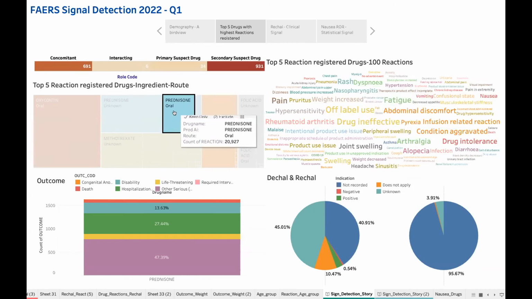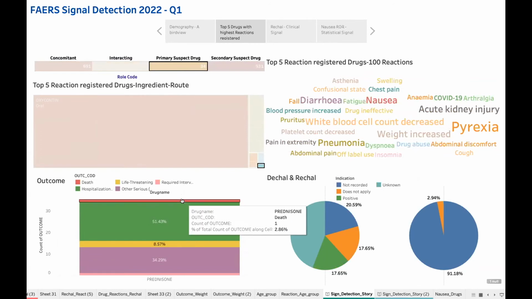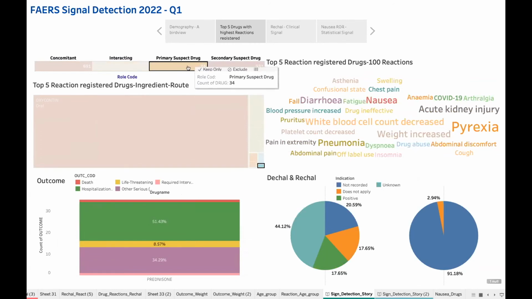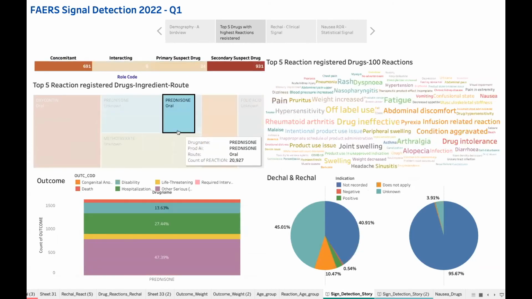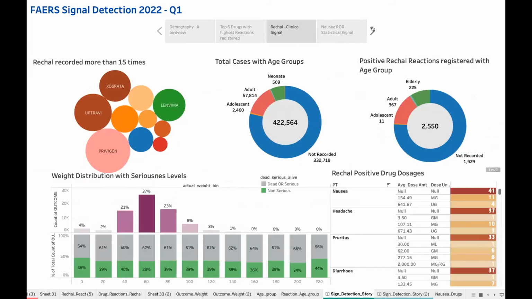When OxyContin is taken orally, we can see that 34 times it has been registered as a primary suspect drug. When it is registered as primary suspect drug, we can see in one case, death was registered. We cannot directly jump to the conclusion that this particular drug caused the outcome, since the patient might be taking different drugs too, but this is a broader outer view at the drug level. So now we'll move on to signal detection.